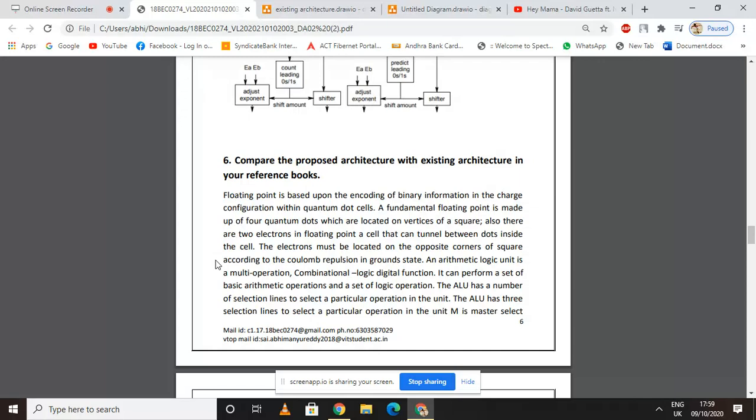And also, there are two electrons in floating point, a cell that can tunnel between the dots inside the cell. The electrons must be located on the opposite corners of the square according to the Coulomb repulsion in ground states. So, an arithmetic logic unit, a multi-operation combinational digital function. It can perform a set of basic arithmetic operations and a set of logic operations too.